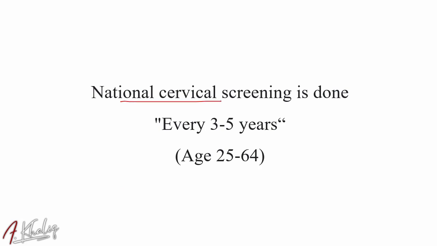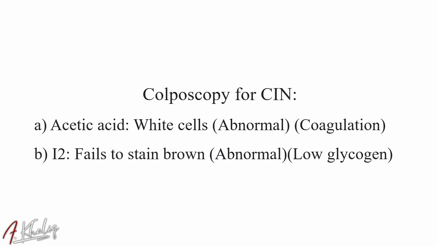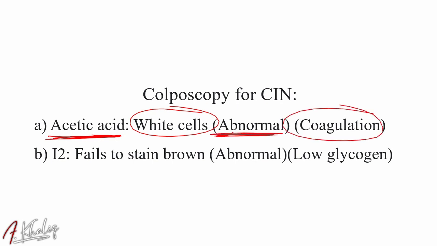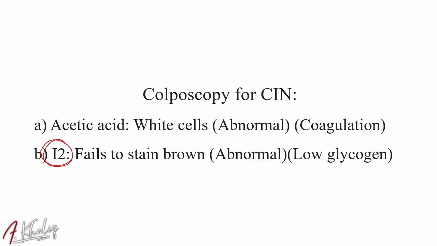National cervical screening is done every 3 to 5 years for women of age 25 to 64. Now, if you choose colposcopy for the CIN, you can use acetic acid and iodine. If you use acetic acid and it stains the cells white, it means the cells are abnormal, and that's because of coagulation. And if you use the iodine solution and it fails to stain the cells brown, it means the cells are abnormal, and that's because of low glycogen.